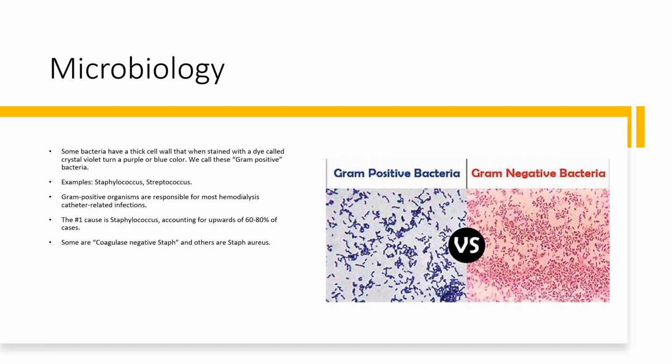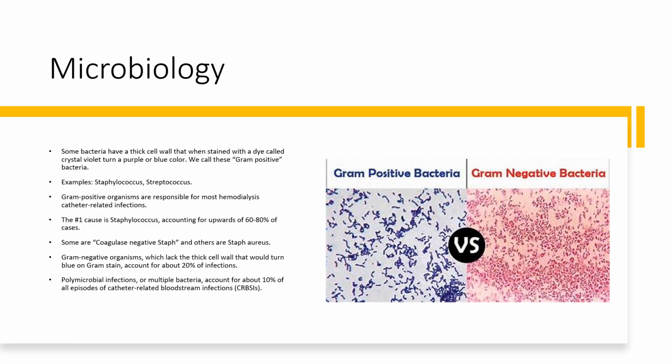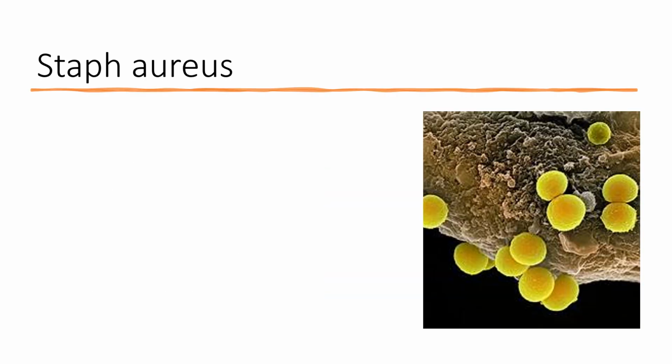Some cases of staph are coag negative and others are coag positive, such as Staph aureus. Now, gram-negative organisms, which you can see over here on the right, lack the thick cell wall that would stain blue on the gram stain, and these account for about 20% of the infections. Then finally, we have polymicrobial infections, or multiple bacteria, which account for maybe about 10% of all episodes of catheter-related bloodstream infections. I want to spend a moment talking about Staph aureus, which causes most catheter-related bloodstream infections in dialysis patients and also causes the greatest morbidity and mortality.